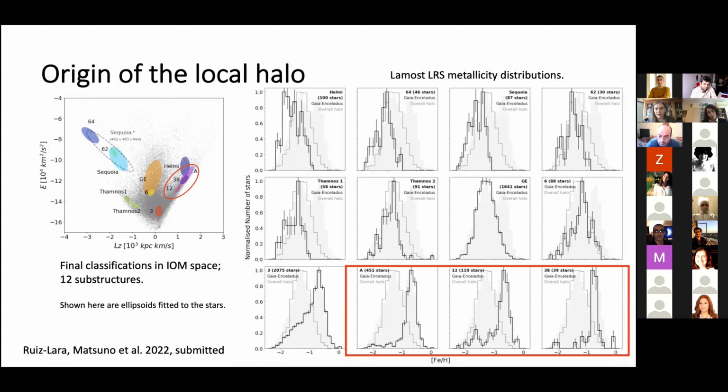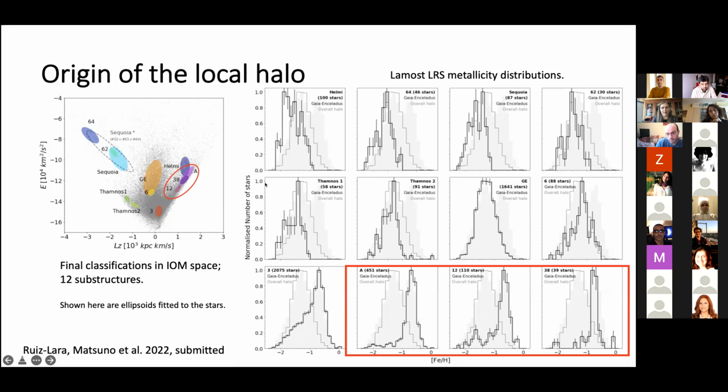And then we have 38 and 12 that are also on disk-like orbits, but especially 12 has some contamination from metal poor stars. So we again have to see what this is made up of.